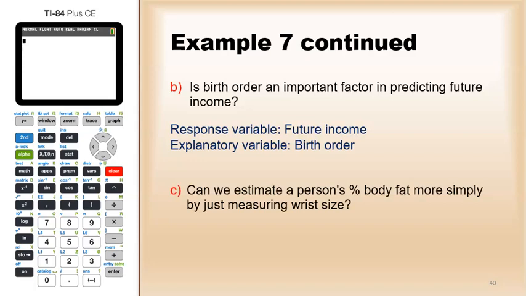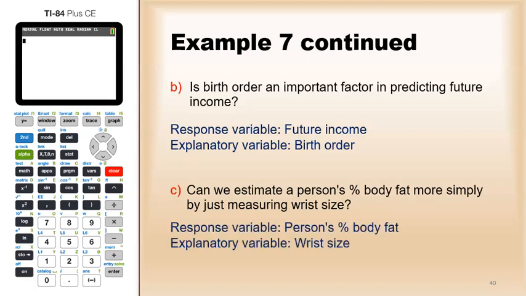And can we estimate a person's percent body fat more simply by just measuring wrist size? So we're trying to predict the person's body fat, and we're going to use wrist size as our explanatory variable. So the response variable is the person's percent body fat, explanatory variable is wrist size.